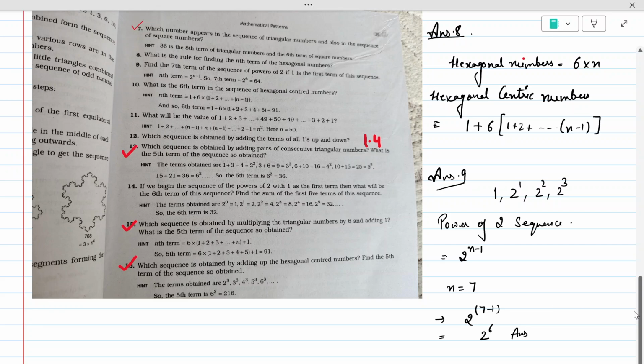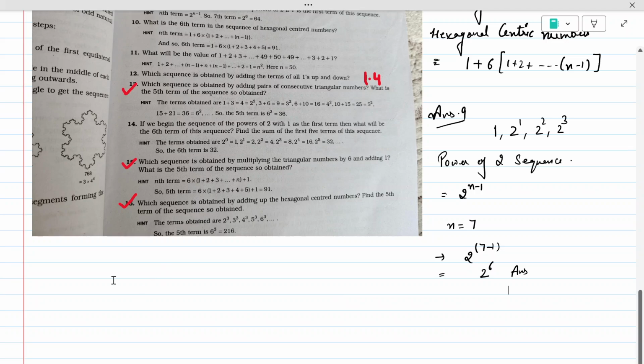Okay. Now, next is question number 10. What is the sixth term in the sequence of hexagonal centered numbers? So kids, we have done this here also and earlier also. It's very easy. This is the formula, and what we have to do is, we just have to get the sixth term. So n is 6 here. I'm writing here. Okay, I will tell you how to do this.